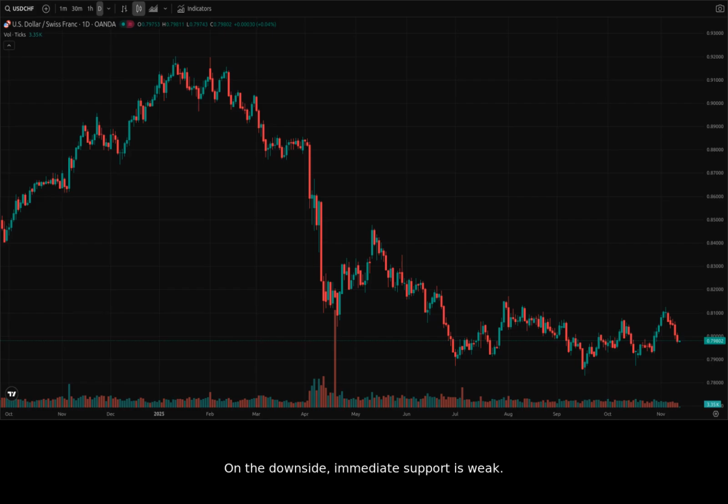On the downside, immediate support is weak. The low from yesterday around 0.7964 is the first level to watch. Technical analysis from multiple sources points to the next major support target at 0.7860. Below that, the next significant psychological level is 0.7800. So, what is the most likely scenario?